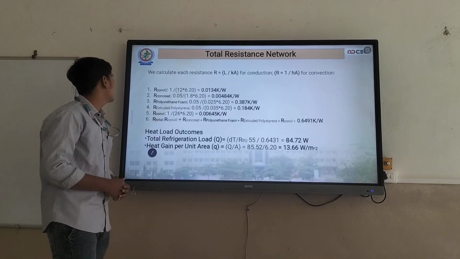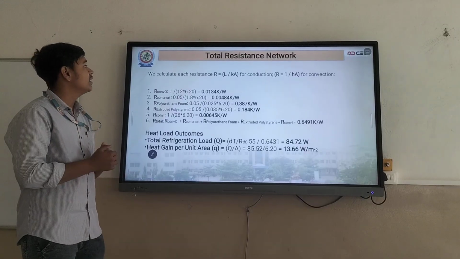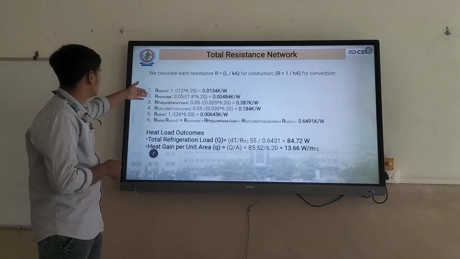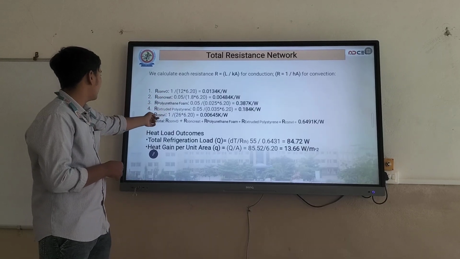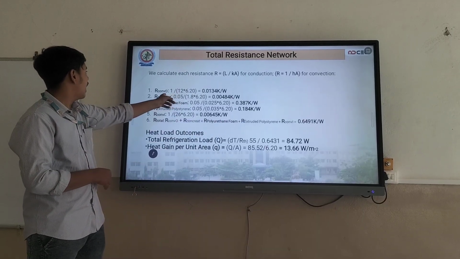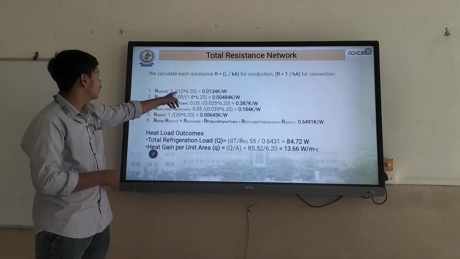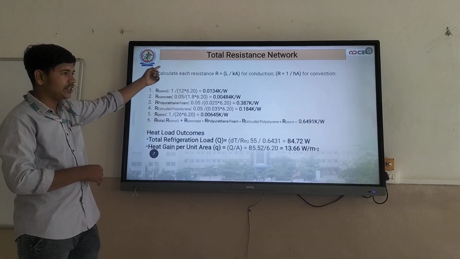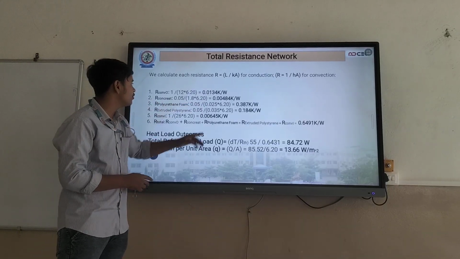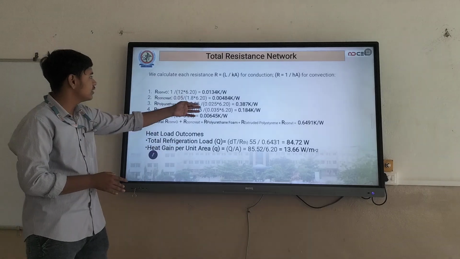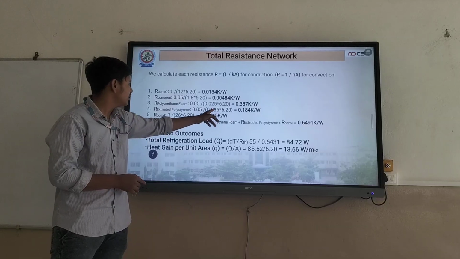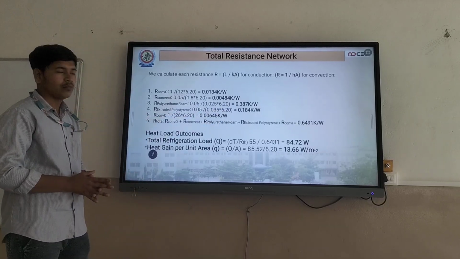So we can calculate the total resistance network. R conduction is L upon kA and R convection is 1 upon hA. So we take R convection, R concrete, R polyethylene foam, R extruded and R convection, and we can add them all using that equation. R convection is equal to 1 upon 12 into 6.20, which is 0.013. R concrete is 0.083, R from the foam is 0.83 Kelvin per watt, and the extruded foam is 0.035 into 6.20, equal to 0.010.